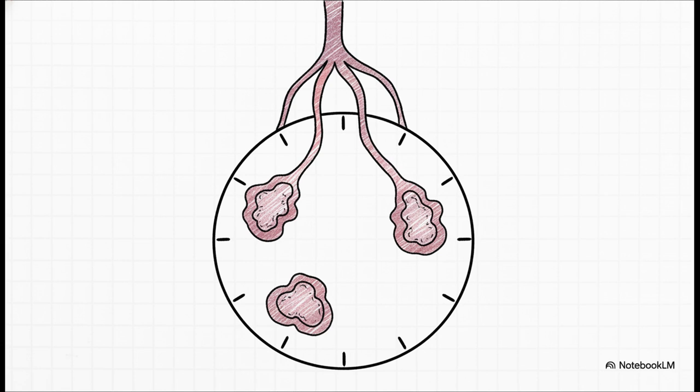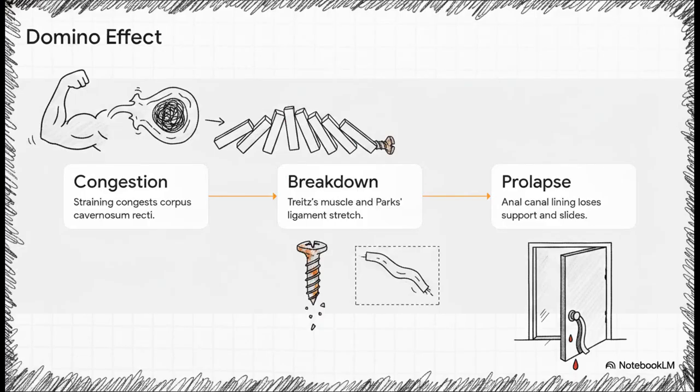The disease happens through a precise pathological domino effect. It starts with straining, which causes congestion in the corpus cavernosum recti. Over time, that chronic congestion stretches out Treitz's muscle and Parks' ligament. Think back to our weather stripping analogy. These muscles and ligaments are like the tiny screws holding that rubber seal to the door frame. When the screws rot and break down, the rubber just sags. It loses support, slides down, gets caught in the doorway, jams, and eventually bleeds. That slide, that is the true definition of hemorrhoidal disease.